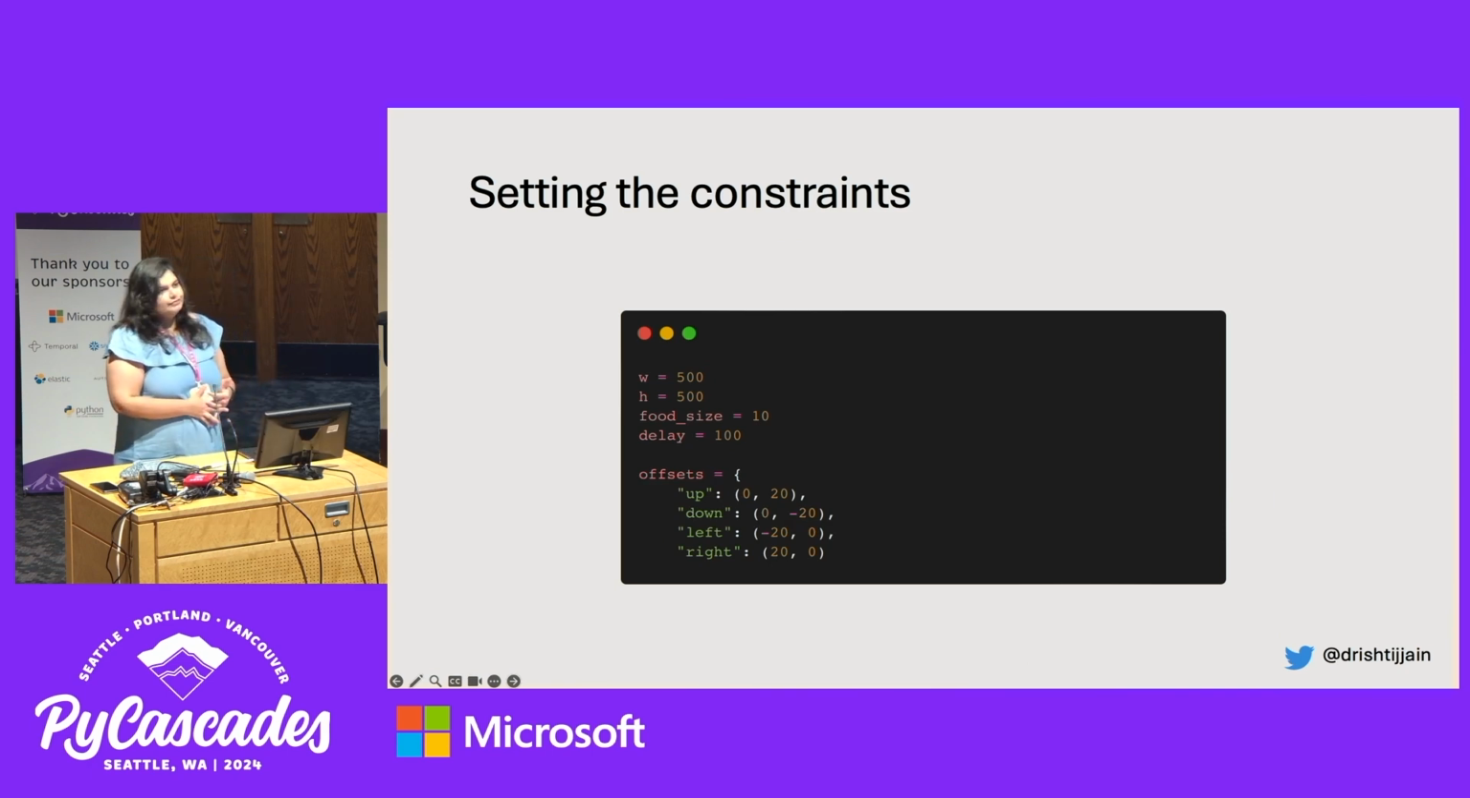So the very first thing that I did is I set the width and height. The food size is the green square that you saw that the caterpillar eats. The delay is 100, and I've set some offsets as well for up, down, right, left. So basic, simple logic that you would think of for a game like this.